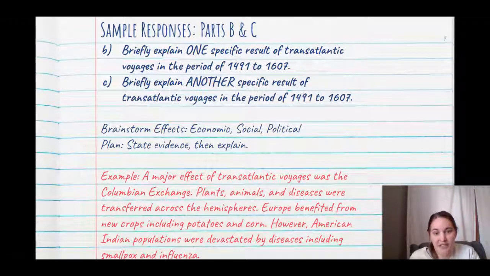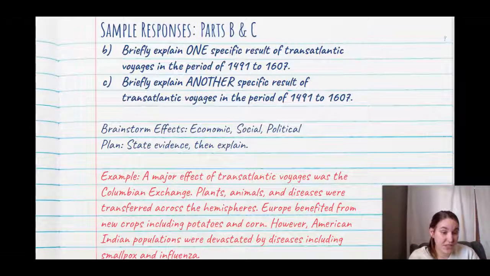A major effect of transatlantic voyages was the Columbian Exchange. Plants, animals, and diseases were transferred across the hemispheres. Europeans benefited from new crops, including potatoes and corn. However, American Indian populations were devastated by diseases, including smallpox and influenza.